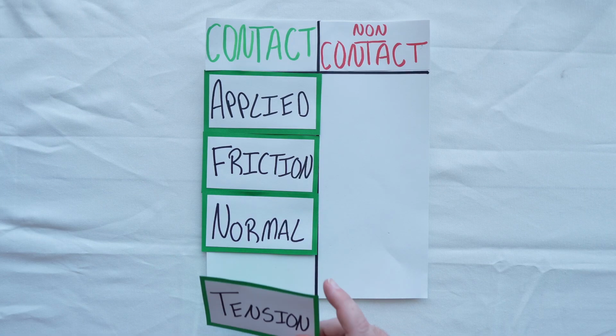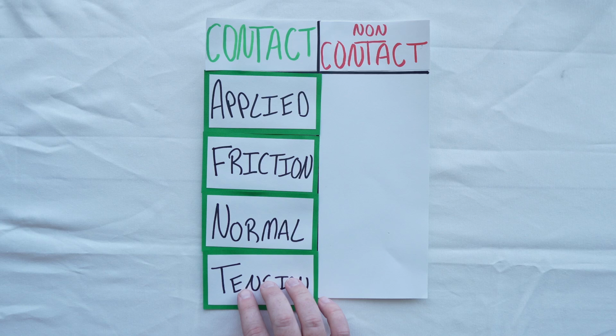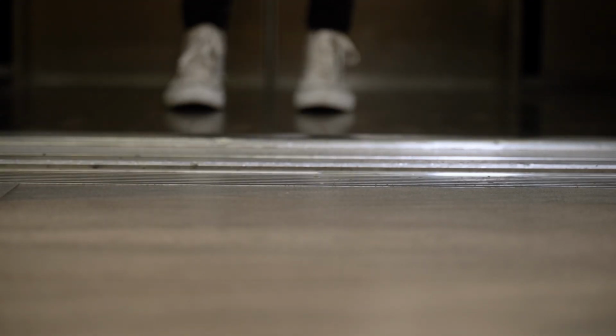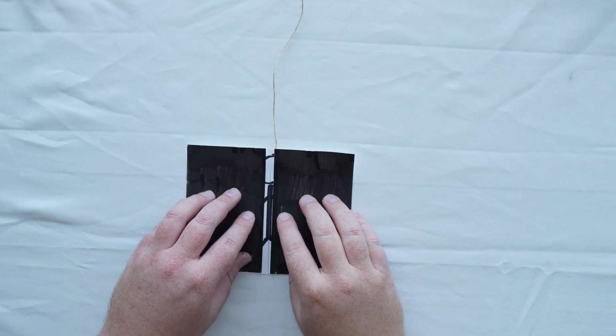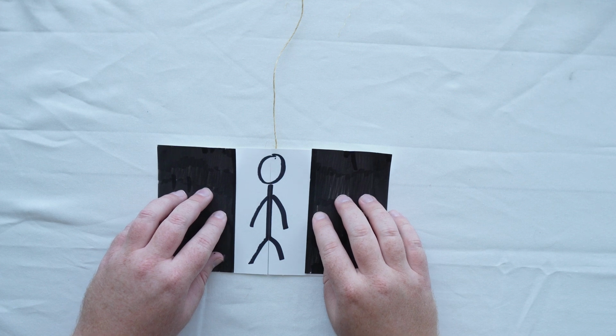Tension is another contact force, and it is a pulling force that's transmitted through ropes, strings, or cables. When Tarzan is swinging on the vine, he is experiencing the tension force provided by that vine. Same with Spider-Man. Spider-Man is using the tension force from the string of his web. In a real-life situation, you experience tension force whenever you ride in an elevator. An elevator is pulled upward via the cable inside the shaft.